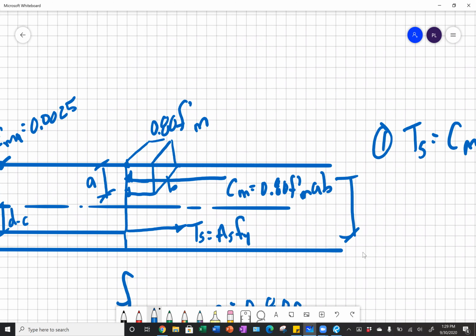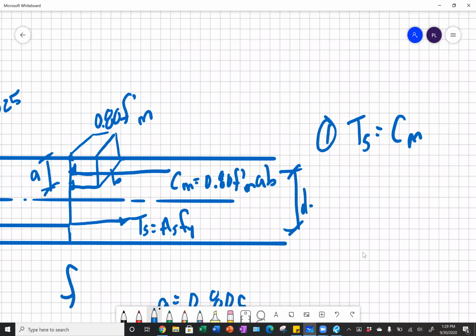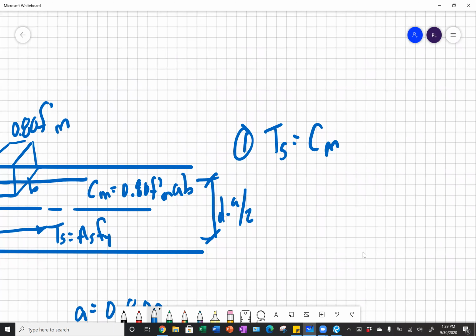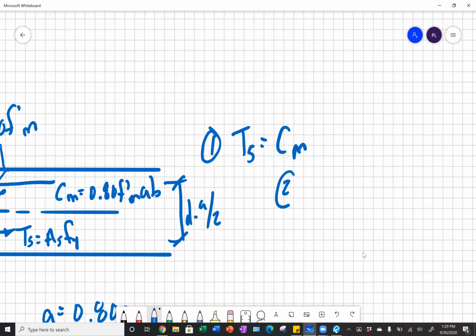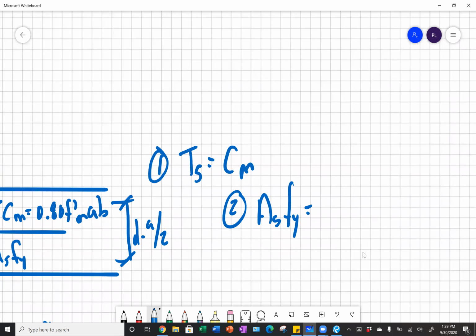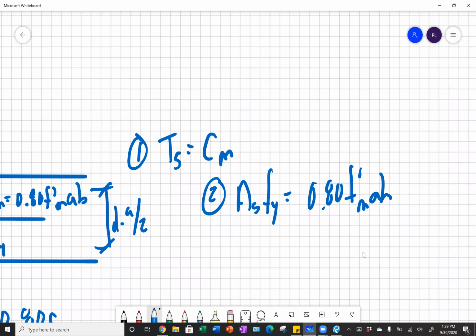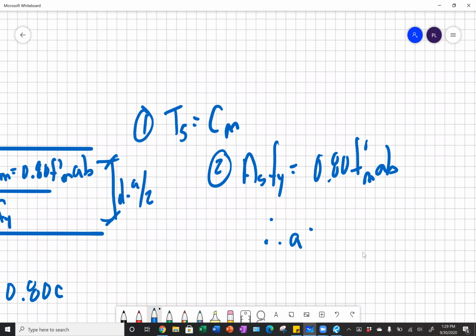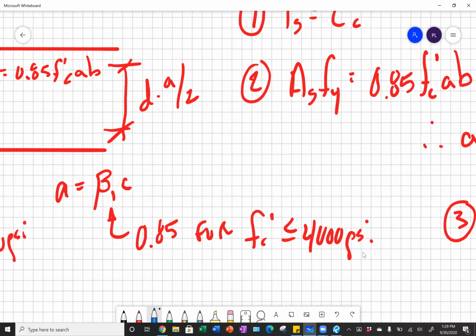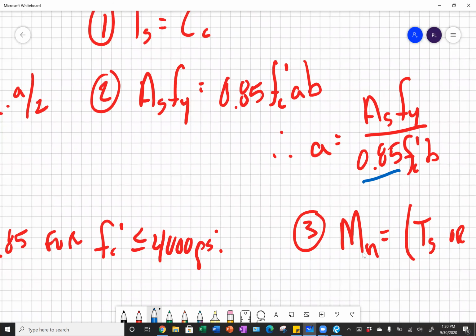And our internal moment arm is the same as it is with concrete, d minus a divided by 2. And so setting tension equal to compression, our second equation here, we would have As fy, our tension force, equals 0.80 f'm times a times b. And solving that for a, the depth of our rectangular stress block, we get a equals As fy divided by 0.80 f'm b. And so virtually identical to our ACI 318 equation for concrete. The only difference is this factor in the denominator.